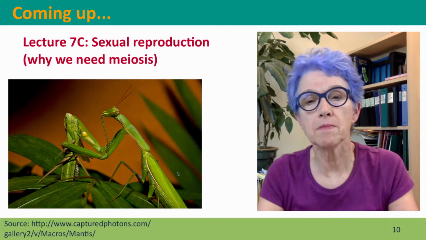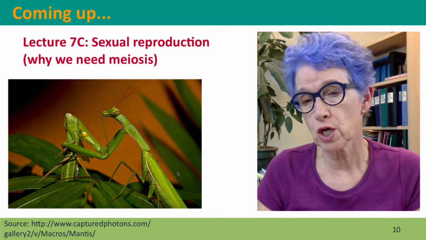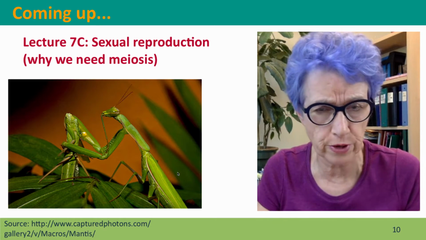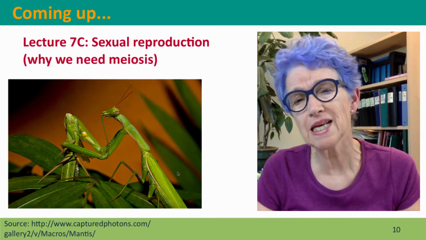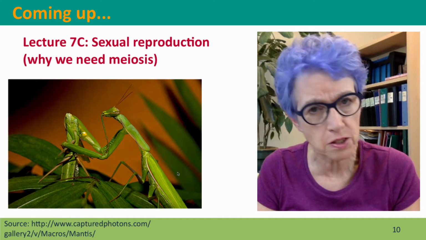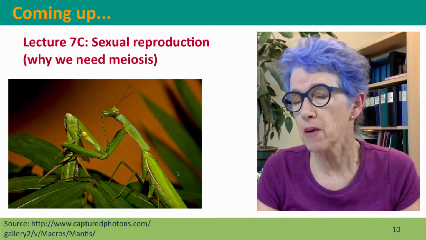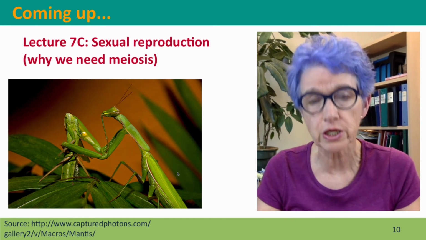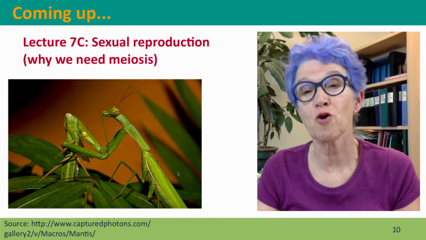Now, coming up next, we're going to start thinking about meiosis by thinking about sexual reproduction. And then we're going to get into how meiosis works, what meiosis' problem is, and how it solves it by essentially using the same mechanism and the same tools that mitosis uses. I hope to see you there.